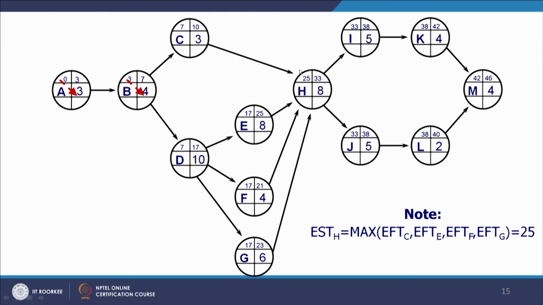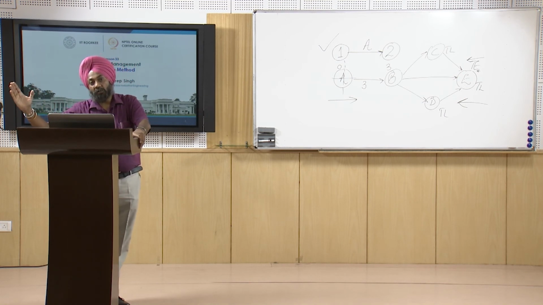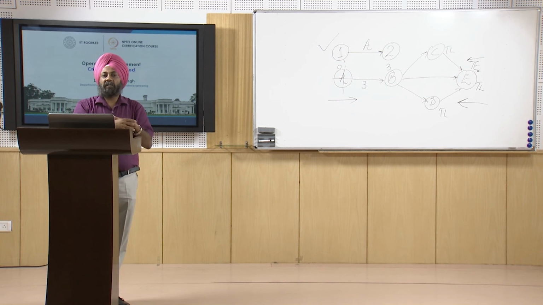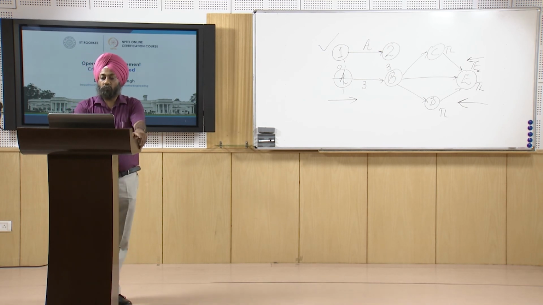Therefore, the earliest start for activity H will become automatically 25, because I have told that when we are moving from left to right, or from the start node to the end node, we have to take the maximum value only. But on the contrary, when we are doing the backward pass, that is, starting from the end node towards the start node to calculate the late start and late finish, we have to take the minimum value. So let us perform the backward pass now.